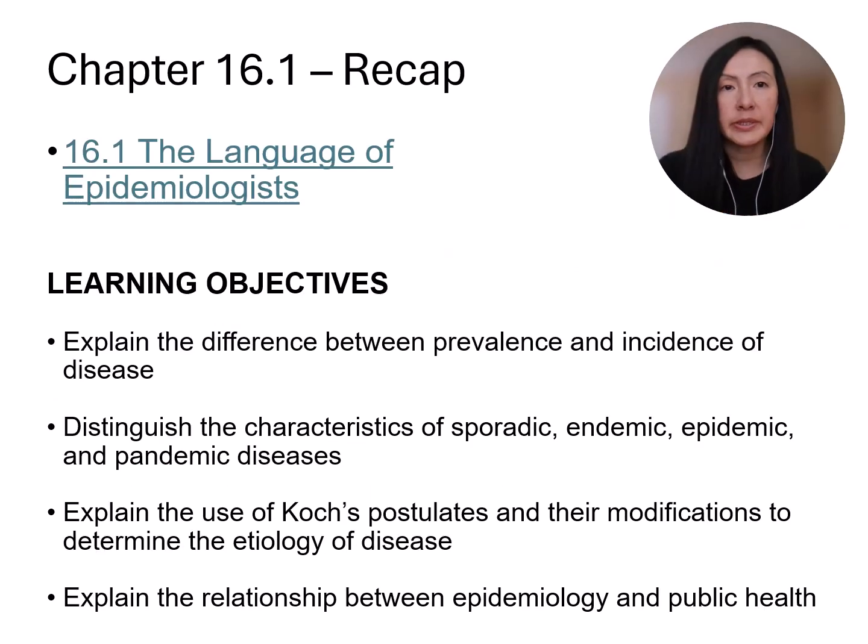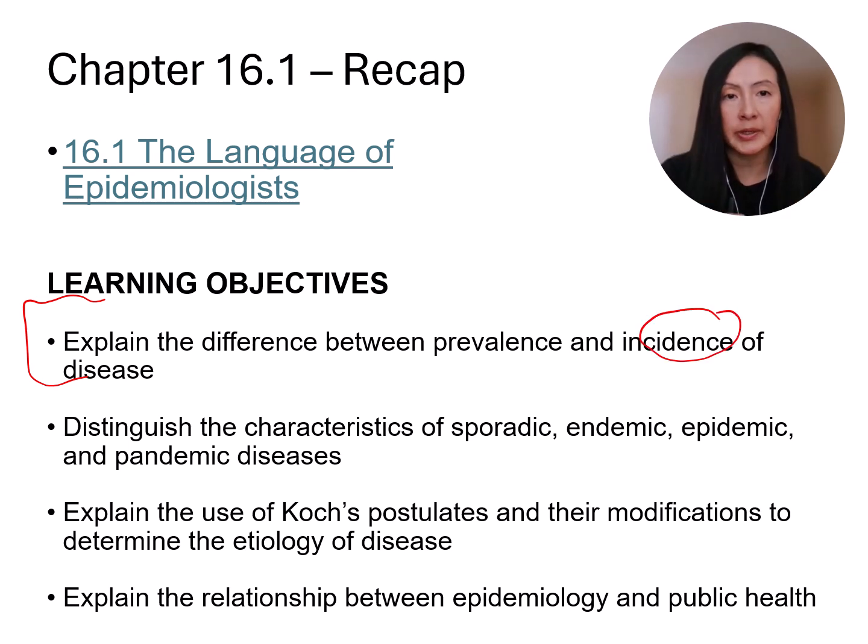All right, let's recap 16.1. The first learning objective asks us to explain the difference between prevalence and incidence of disease. So prevalence was the total number or proportion of existing cases, including both old and new cases of a disease in a population at a given point in time, whereas incidence was the number of new cases of a disease that develop over a specific time period. So the key distinction is prevalence measures how widespread a disease is, and incidence measures how fast new cases occur.